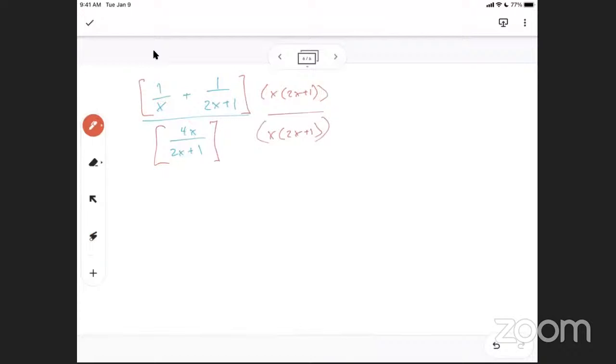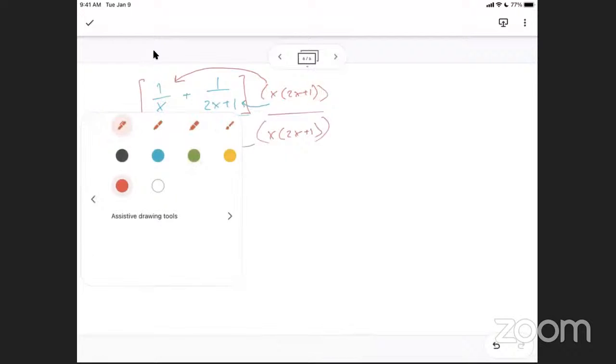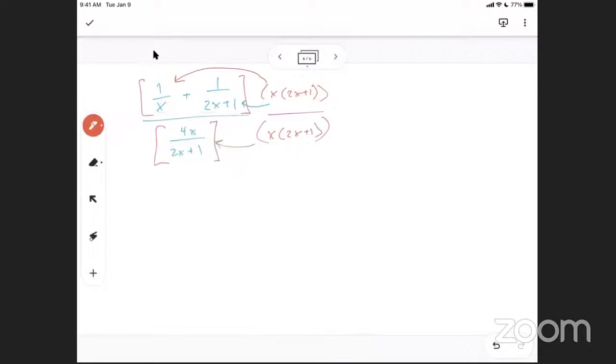Because now when I multiply this in, watch what happens. Let me color code these so you can see what I'm doing here. When I multiply these in like that, and then I'm going to multiply this into here, and then I'm going to multiply this into here. The red one, what's going to happen with the red? The x's are going to cancel, right? And what am I going to have?